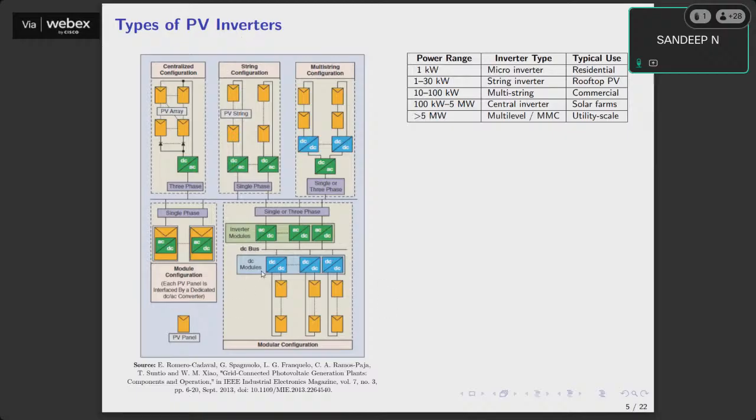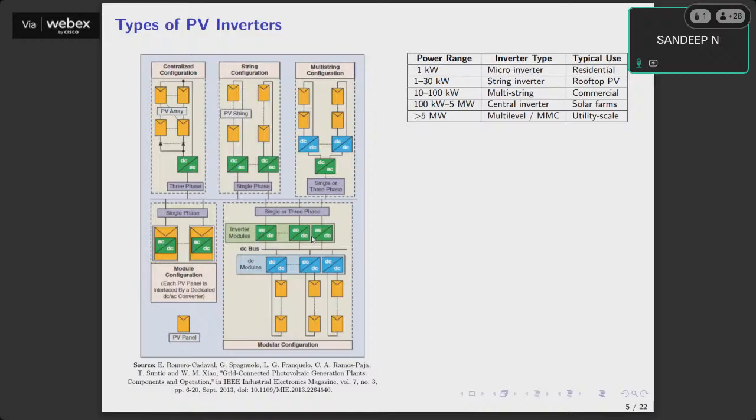As you can see from this image, you can have a variety of configurations. The yellow box you see is the PV panel. You can have a modular configuration, which is shown here. Why is it called modular? Because we have a dedicated DC-DC converter for each of these PV arrays. Many panels are connected in series, and then it forms an array, and we have a DC-DC converter for each array. These DC-DC converters are connected to a common DC bus. Then we have inverter modules, doing DC to AC. Now there are many inverters.